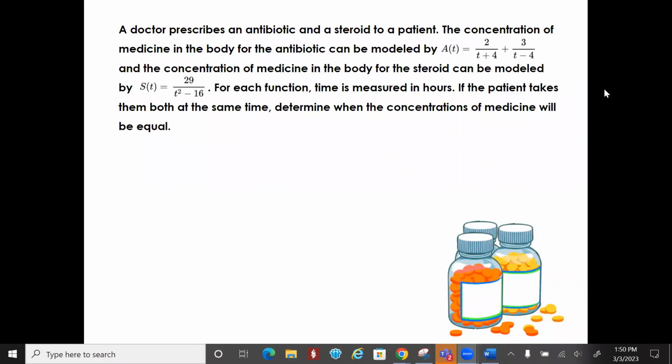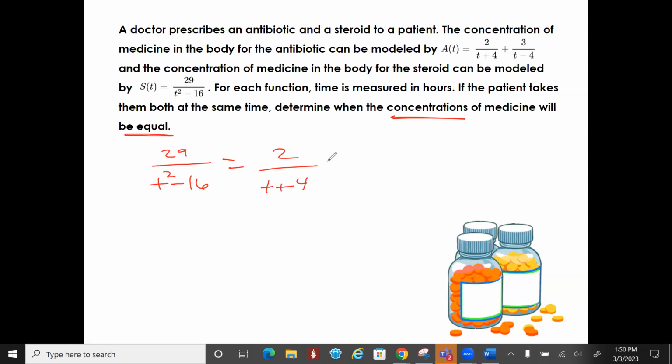So a doctor prescribes, I'm talking about medicine. A doctor prescribes an antibiotic and a steroid to a patient. Concentration of the medicine in the body for the antibiotic can be modified by this function, and the concentration of the medicine in the body for the steroid can be modified by this function. For each function, the time is measured in hours. If the patient takes both of them at the same time, determine when the concentrations will be equal. So what this actually is asking you to do is take each equation and then just set them equal to each other and then solve. That's all it's asking you to do.